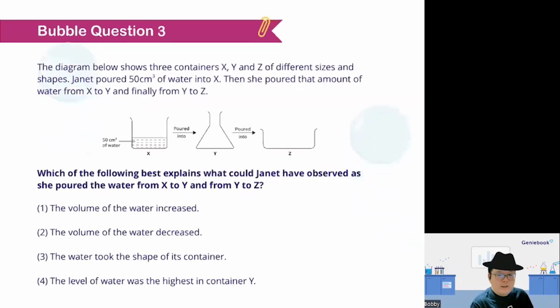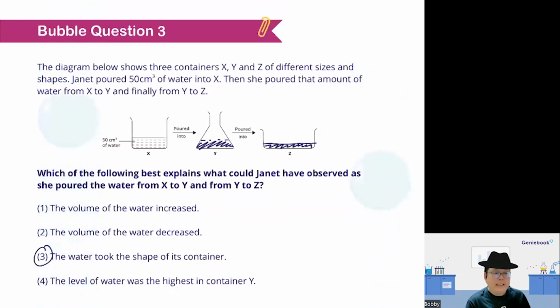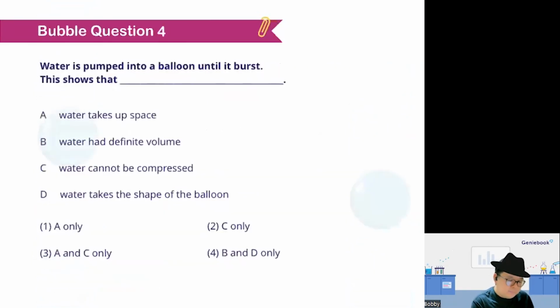Question 3. The answer is 3. As you pour the water in from one container to another, it will follow the shape of the container. Even the water level will change because it can only occupy that much space. Okay, so one more question.